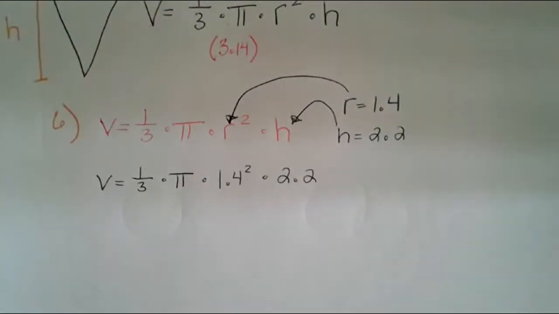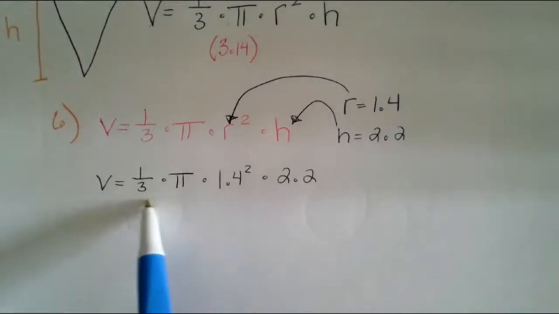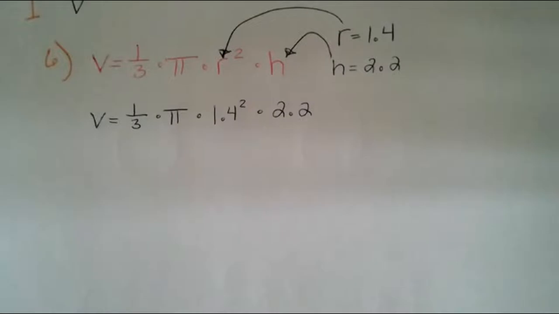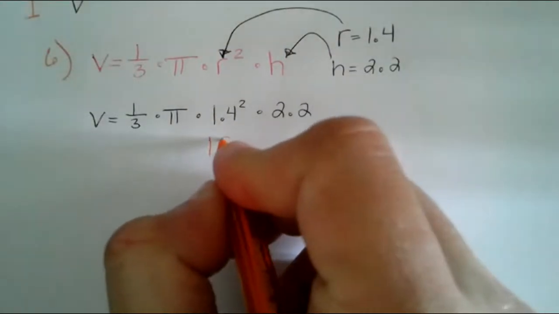Again, if you have a calculator like I do, I could literally at this point type in this entire problem and get my answer. However, I'm going to take it nice and slow just to explain how I got my answer. First thing I'm going to do is deal with the exponent. 1.4 squared. Again, that's really 1.4 times 1.4. It becomes 1.96.